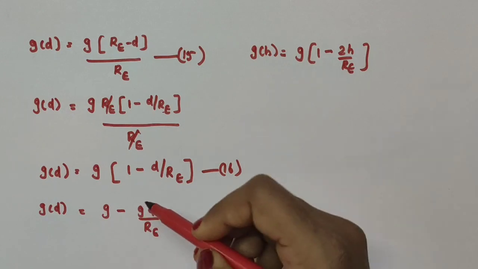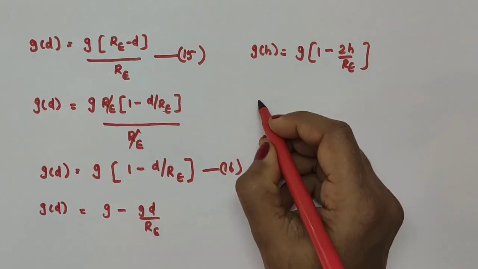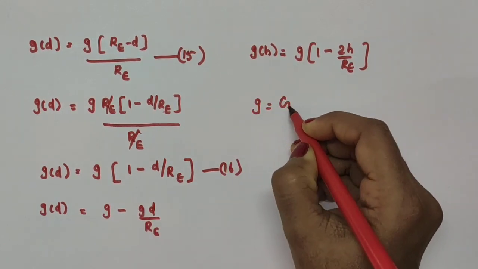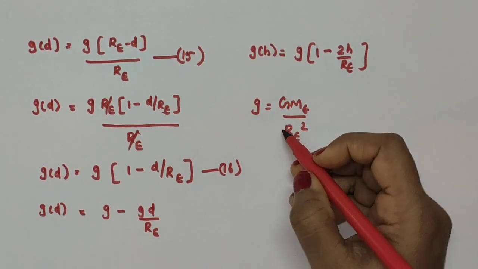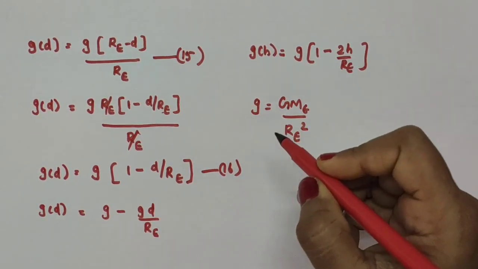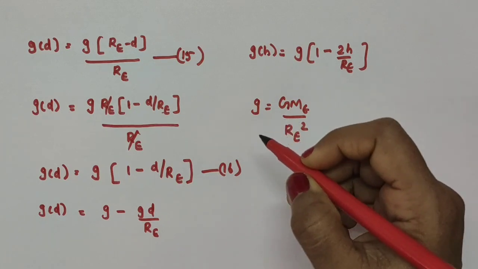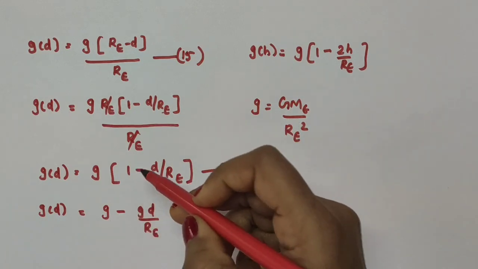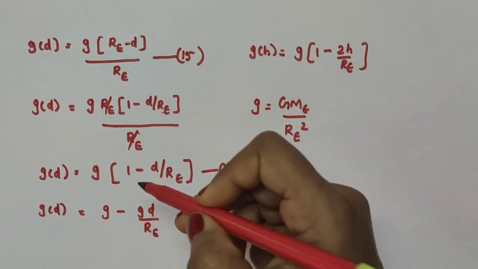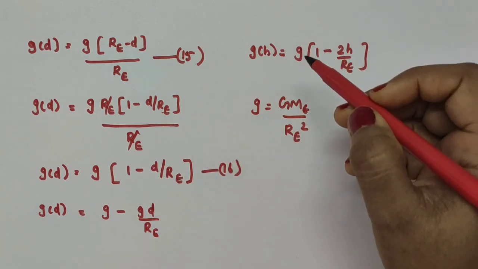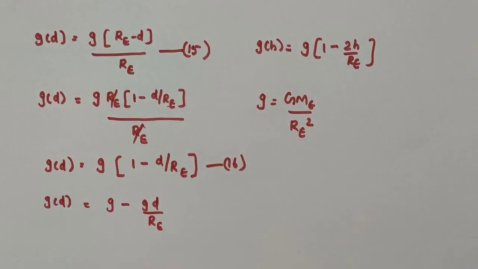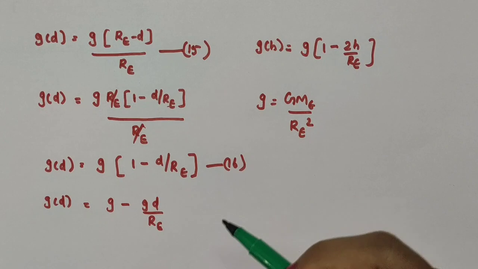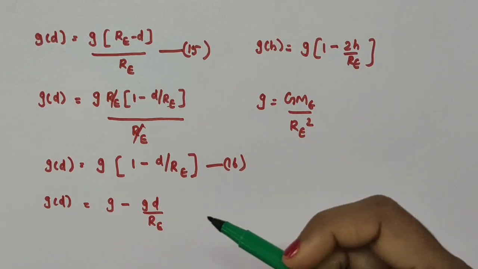So acceleration due to gravity is maximum on the surface of the earth, that is g is equal to G Me divided by Re square. Acceleration due to gravity is maximum on the earth's surface, and it decreases if we go down or if we go up. So in this video, we have discussed the acceleration due to gravity below and above the surface of the earth.